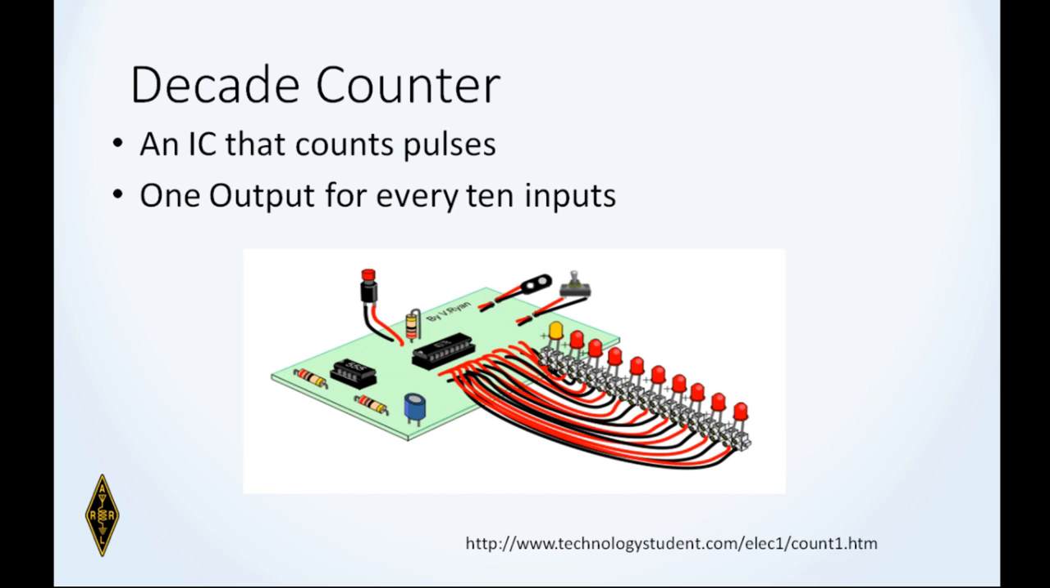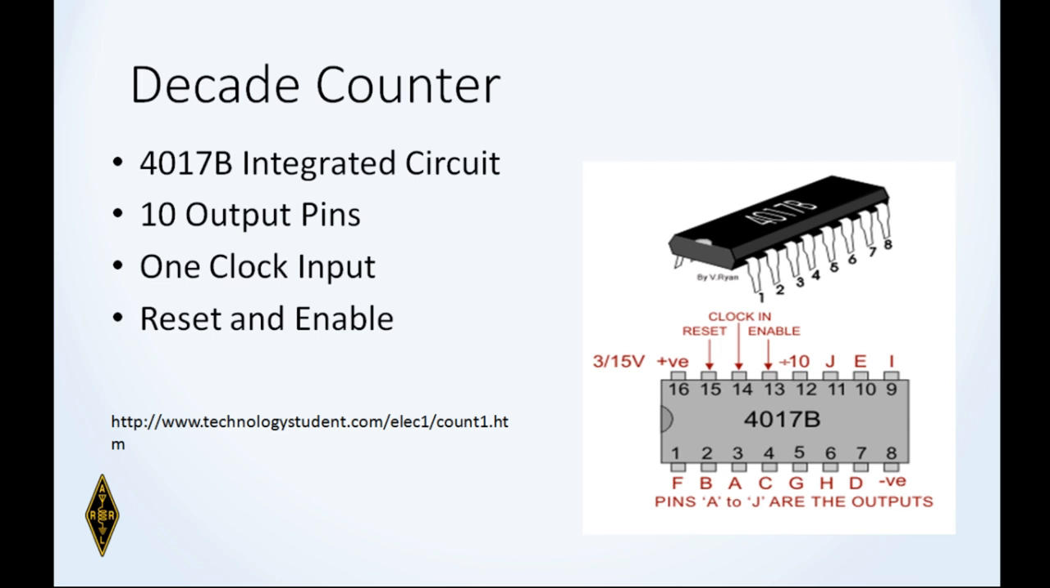Then there are ICs that can count by 10. And you can actually buy them, and for every 10 inputs, you'll have one output. So this is how you can count in the base 10 number system that we use, by using a decade counter. And here's a common 4017B IC. It has a reset and an enable button, and one clock input, and then 10 output pins.